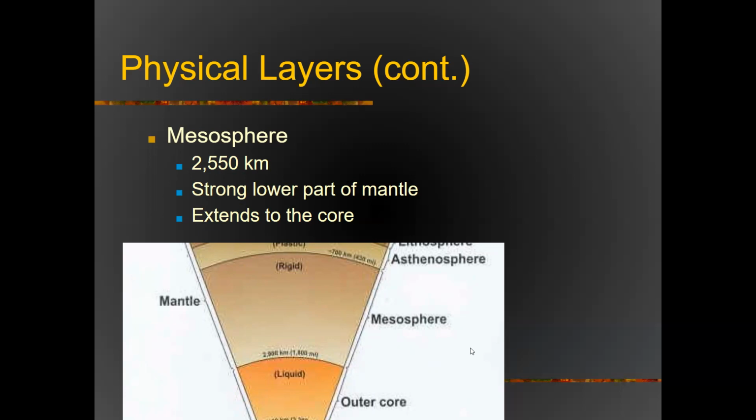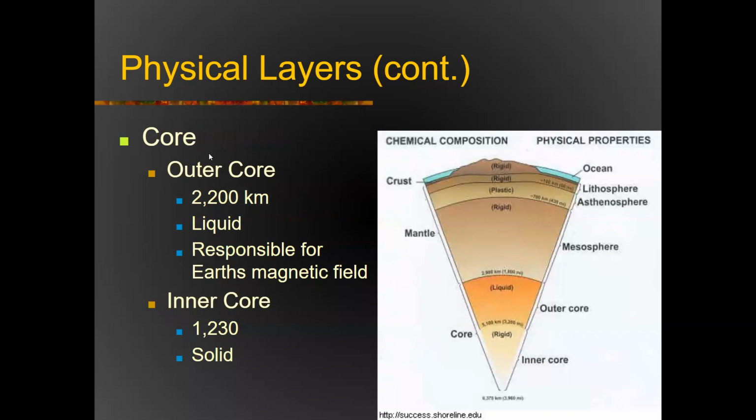Not much else to say about the mesosphere, so let's go ahead and take a look at the next layer, which is the core. The core is actually broken into two parts. We have the outer core, which is about 2,200 kilometers thick, but here's the key, put a star by this. This is a liquid layer, and I'll explain how we know it's a liquid layer as we go further in the lesson, but it's actually an ocean of flowing liquid metal, because remember, the core is all nickel and iron.